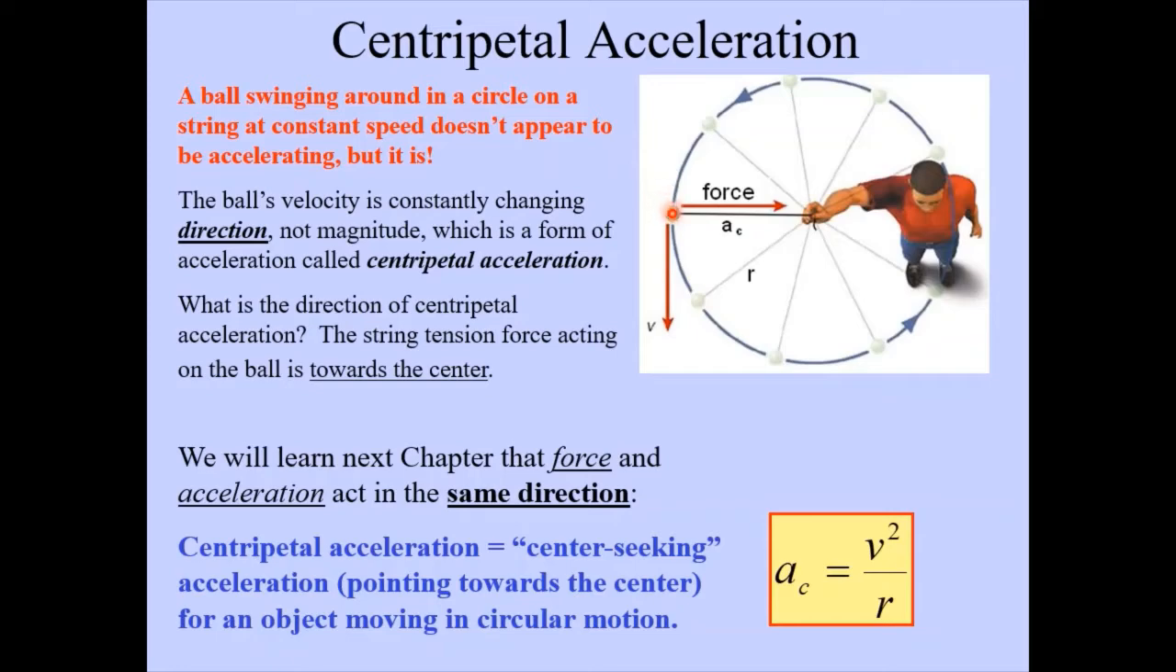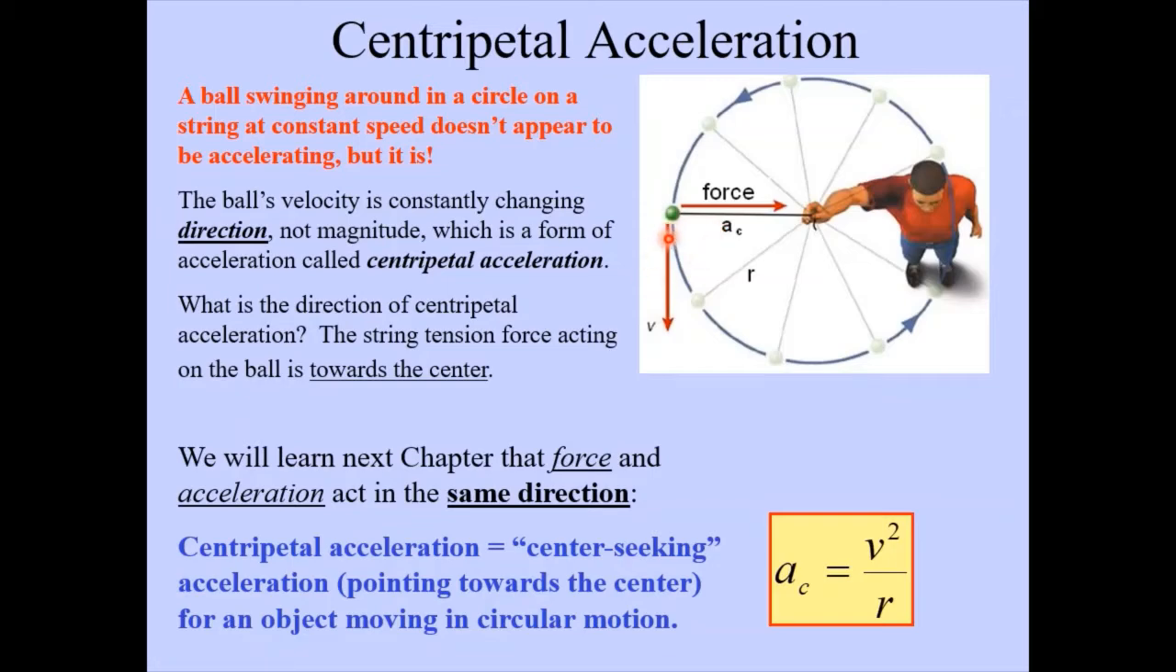Let's return to the case where I was twirling the ball on the string over my head like this. It was going around and around. But remember that the ball swinging around in the circle at constant speed doesn't appear to be accelerating because it's not speeding up or slowing down. But the ball actually is accelerating. The reason for this is that the ball's velocity is constantly changing direction, not magnitude.